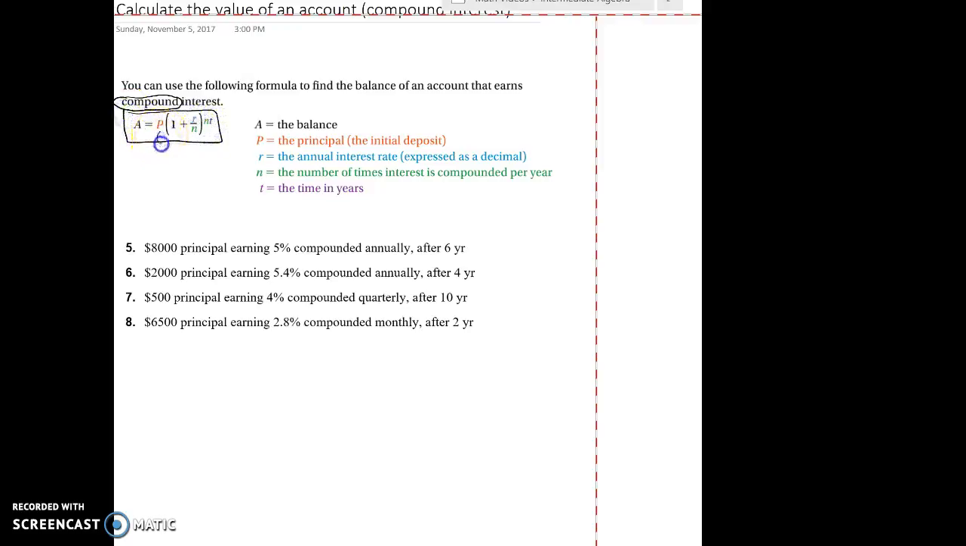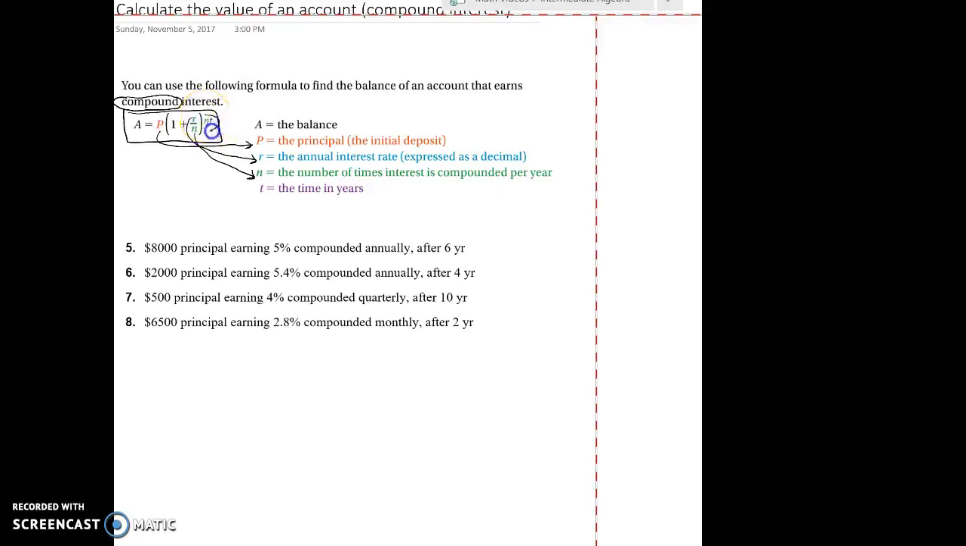P stands for the principal. So that's the initial amount that you have in the account. R is the interest rate expressed as a decimal. So if it's 4%, it's 0.04. N is the number of times the interest is compounded per year. So sometimes interest compounds daily, sometimes monthly or annually, and that's going to be really important.